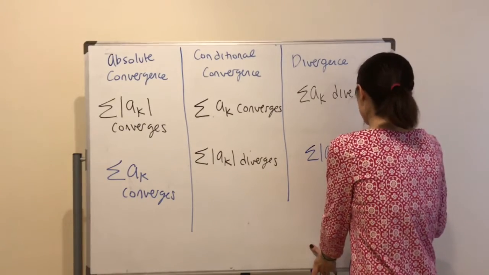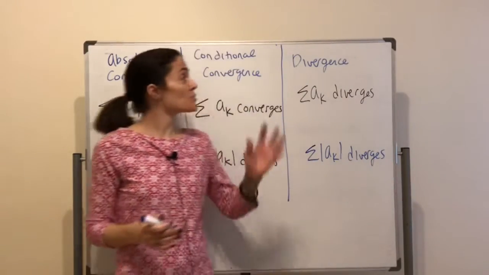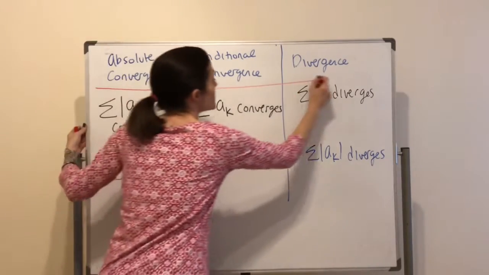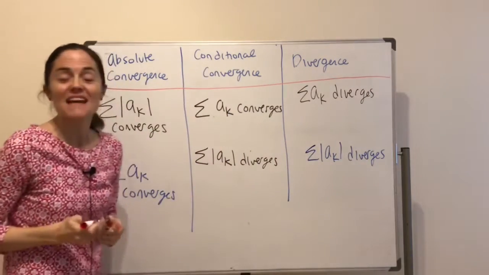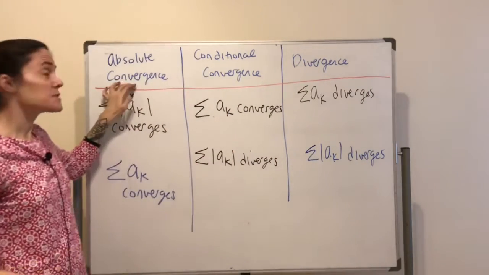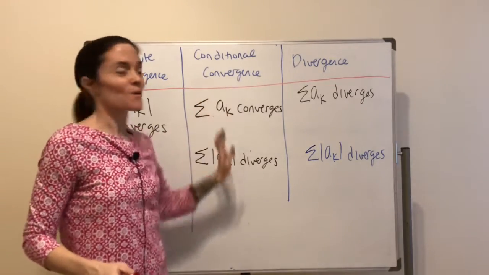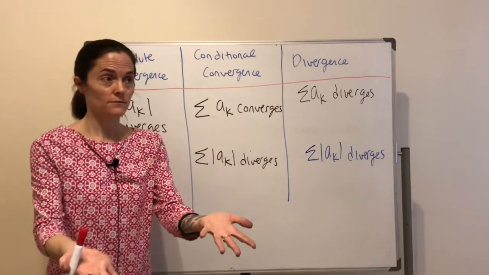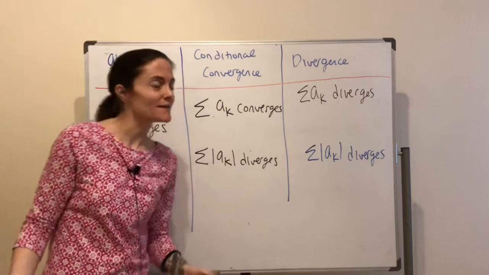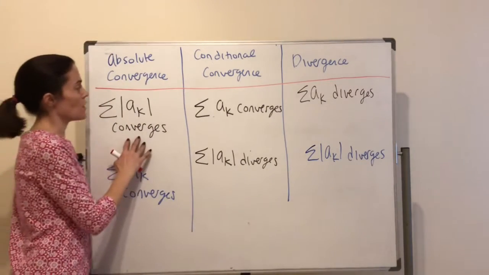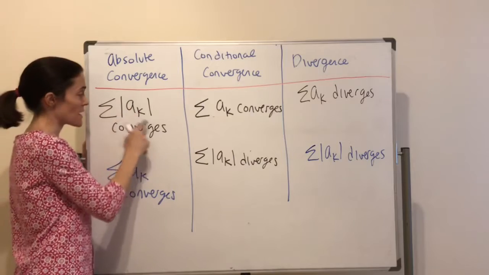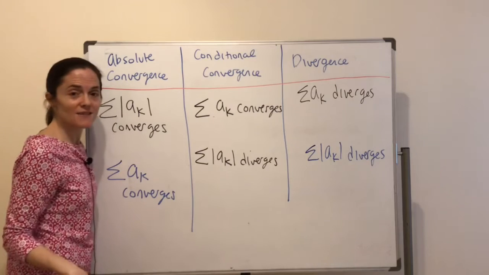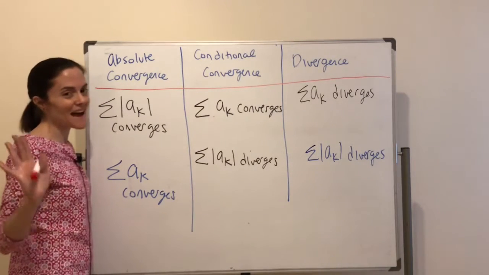So I have color-coded these. Let me put a line under my headings. If you are going to conclude absolute convergence or conditional convergence or divergence, what's in black is what you must show to be in this category. So here, if you show the sum of the absolute value of a_k converges, you're finished. You know you converge absolutely. Don't have to do an alternating series test. You're done. Not too bad.